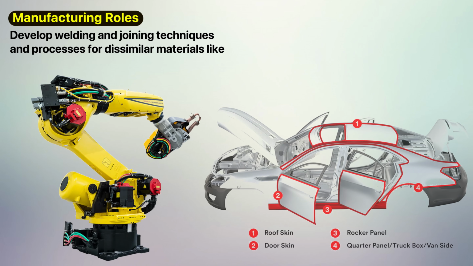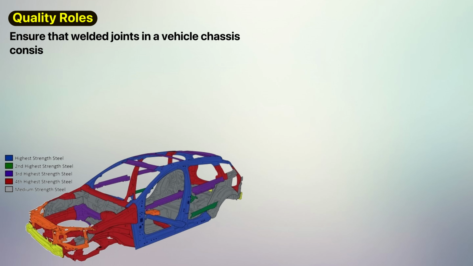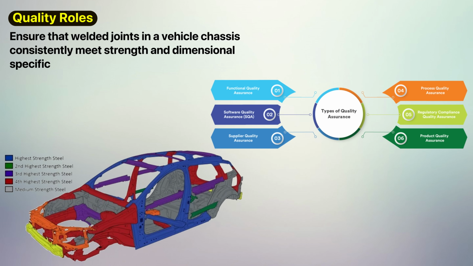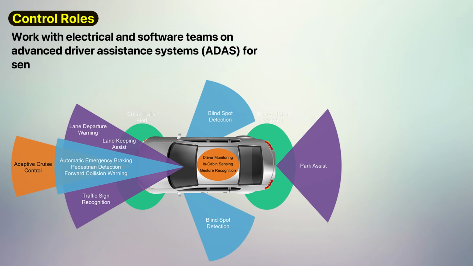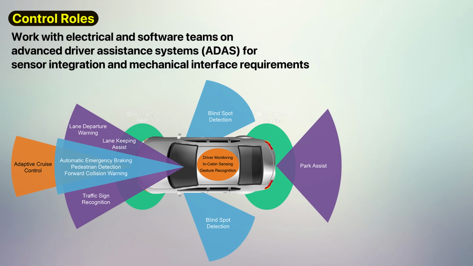For manufacturing, you could be developing welding and joining techniques and processes for dissimilar materials like aluminum and steel. For quality roles, you might ensure that welded joints in a vehicle chassis consistently meet strength and dimensional specifications across thousands of production units. You could also focus on controls, such as work with electrical and software teams on advanced driver assistance or ADAS systems for sensor integration and mechanical interface requirements.